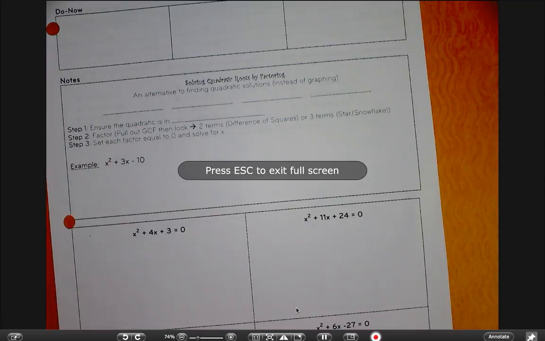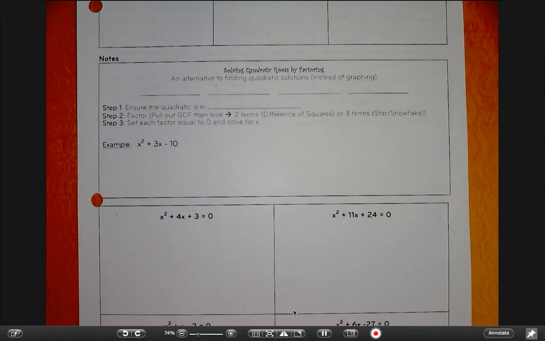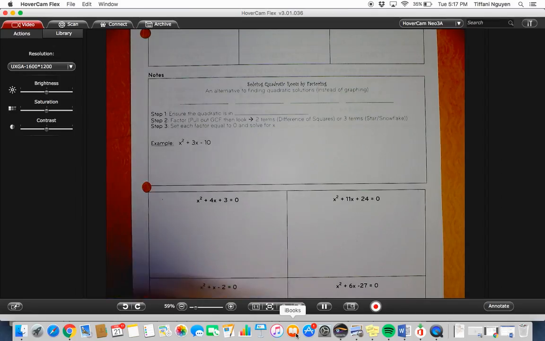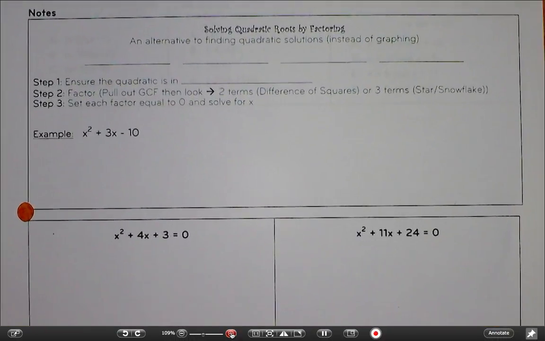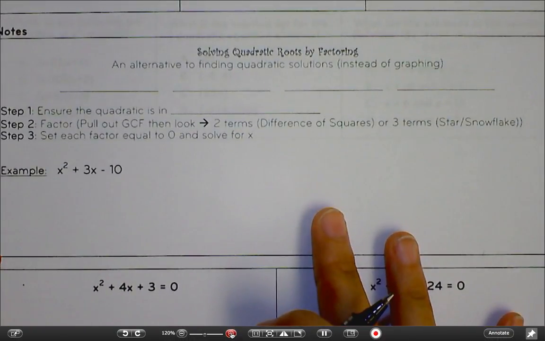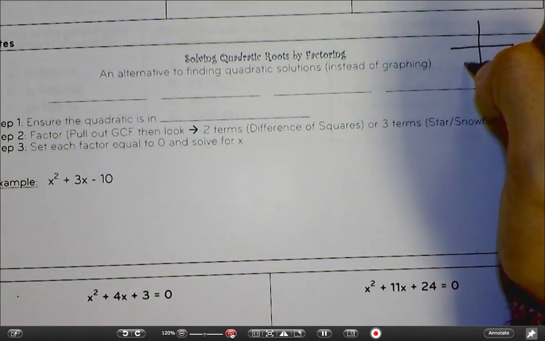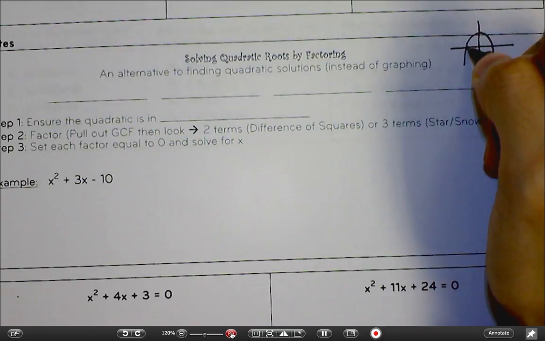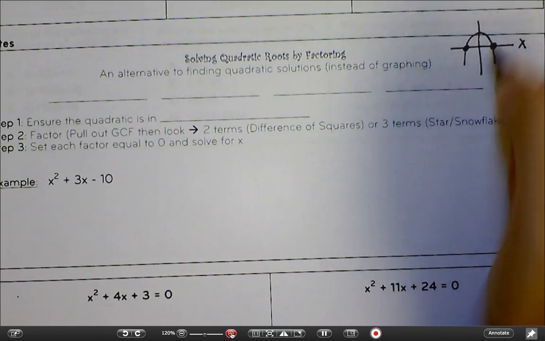So let's go ahead and start for today's notes. Today we're going to solve quadratic roots by factoring. So remember that quadratic roots are when we have a parabola that hits the x-axis. So if we're looking at a graph, when we have a parabola where it hits the x-axis, these are our roots. Here I have two roots.